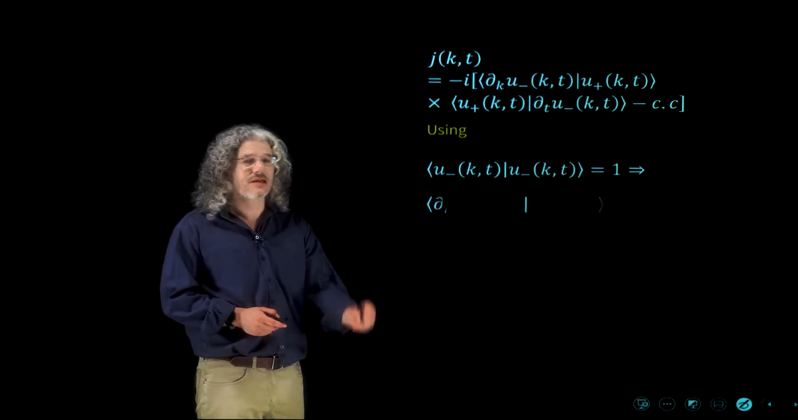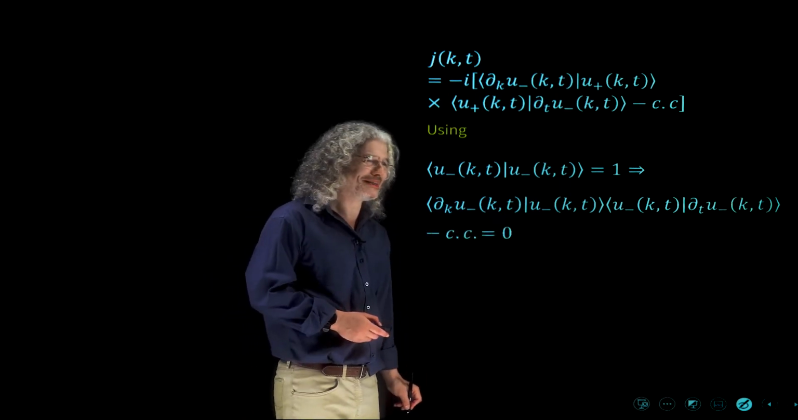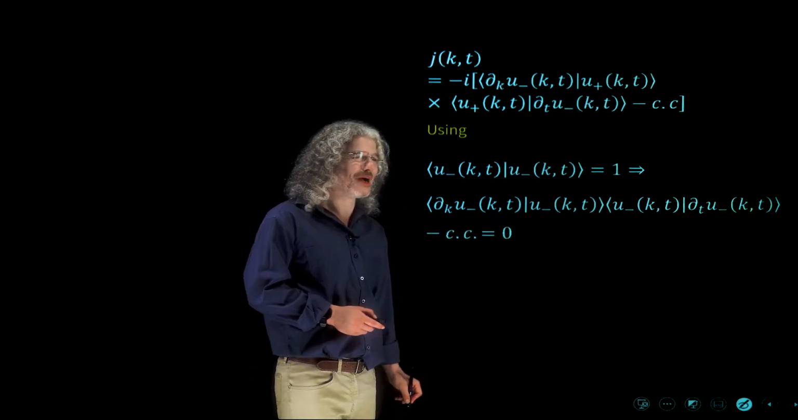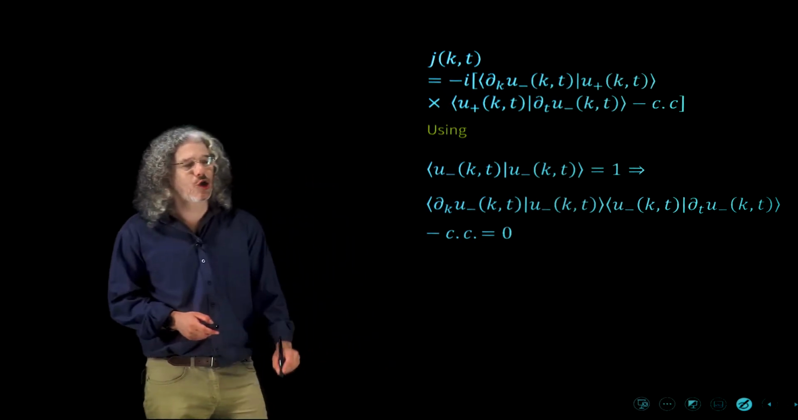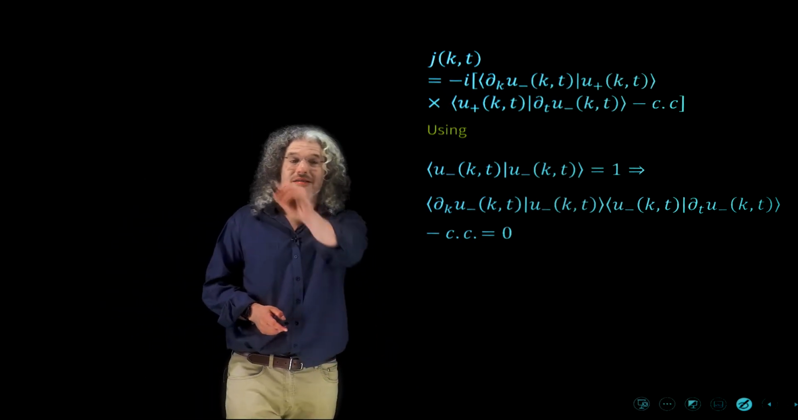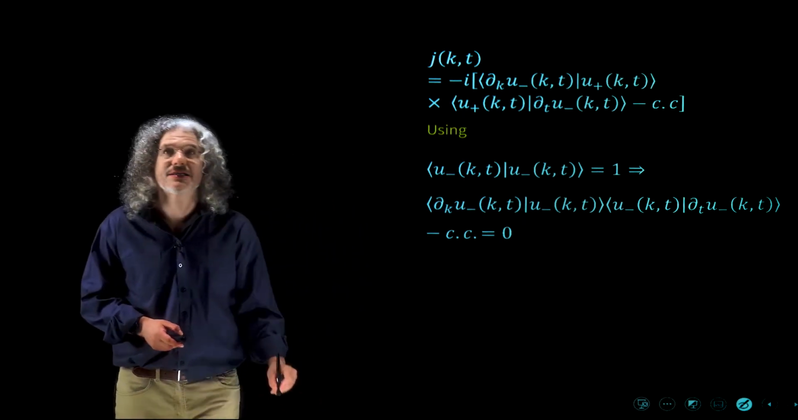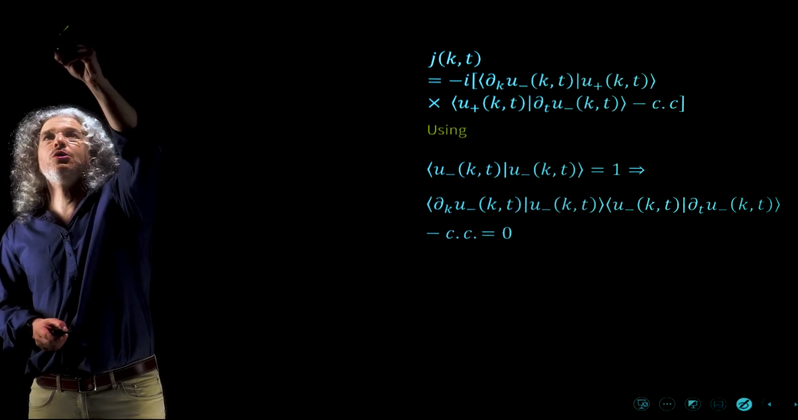So that gives us the following result: ∂_k u_minus times u_minus ∂_t u_minus, minus the complex conjugate, is equal to 0. And in order to see that, I want to prove for you this result.